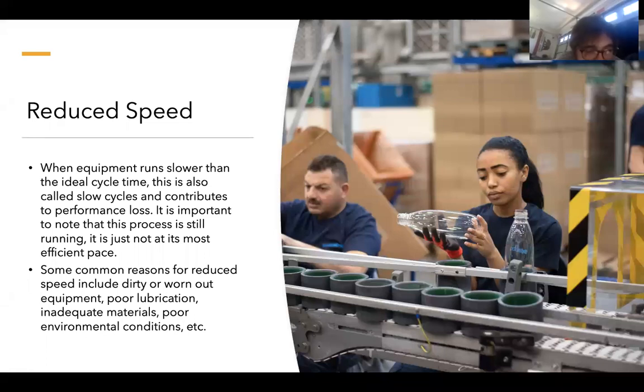Reduced speed happens when equipment runs slower than ideal cycle time. This is also known as slow cycles, and it contributes to performance loss. It's important to note that this process is still running, but not at its most efficient pace. Some common examples for reduced speed include worn out or dirty equipment, poor lubrication, inadequate materials, or poor environmental conditions.